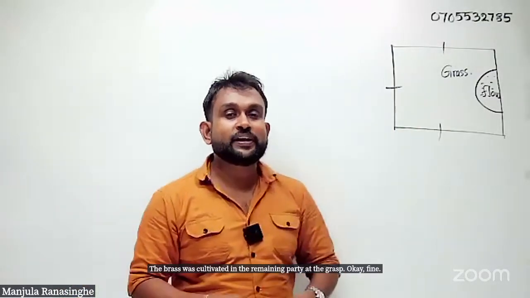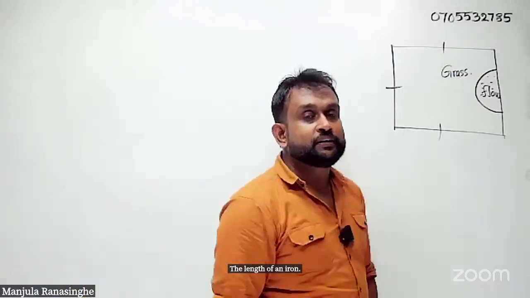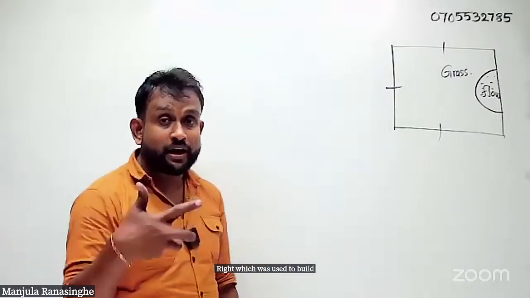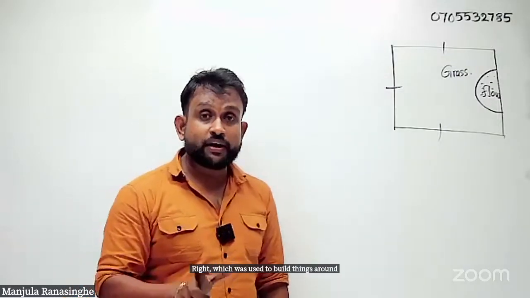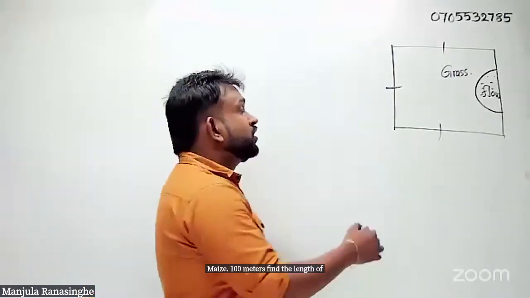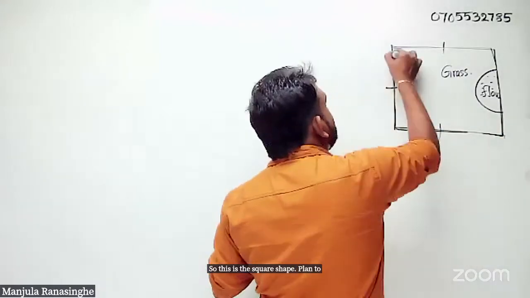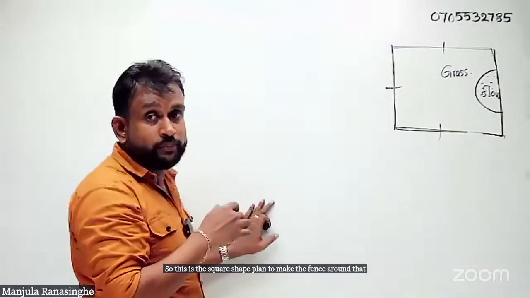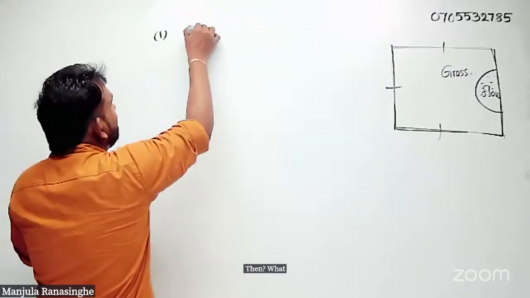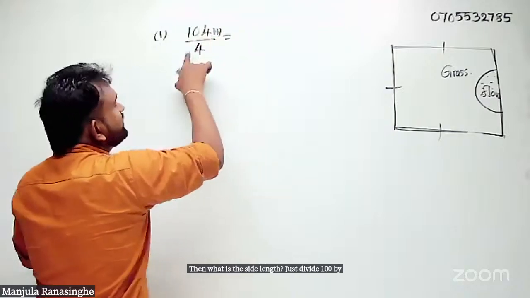The length of an iron thread which was used to build a fence around the land is 104 meters. Find the length of the side of the plot of the land. So this is the square shaped land. To make a fence around that, it takes 104 meters. Then what is the side length? Just divide 104 meters by 4. Then you can see the side length.